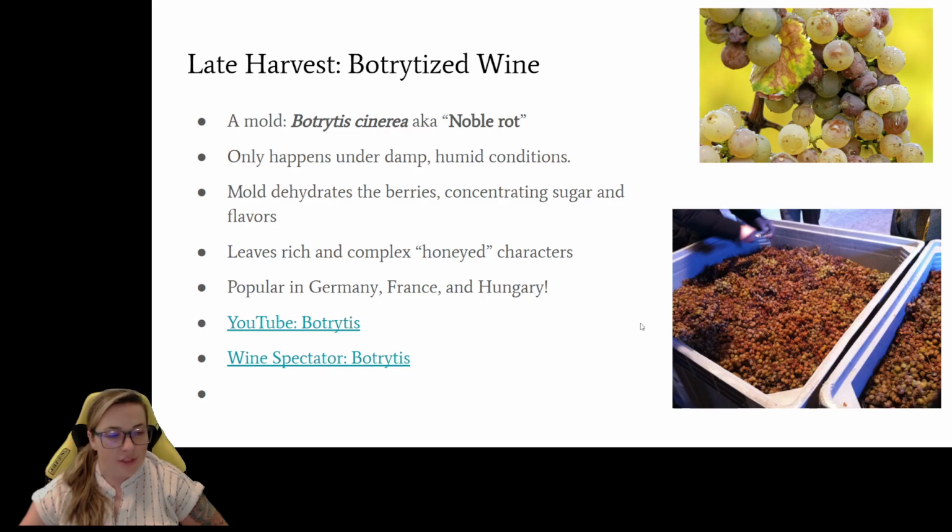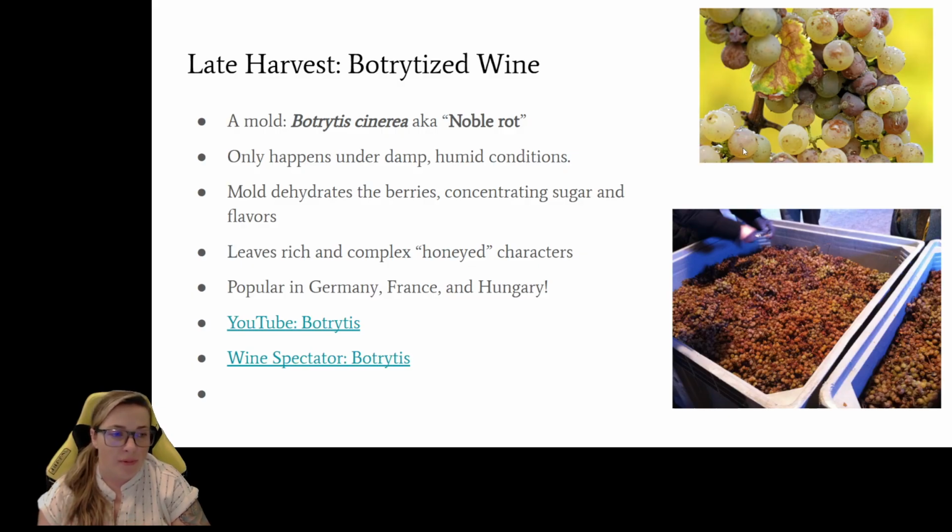Okay, in addition, there's another type of late harvest wine, and these are called botrytized wines. These are really interesting because they utilize a fungus called Botrytis cinerea, also known as noble rot, right? So this is something that forms on the grape clusters naturally under very damp, humid conditions. This kind of mold or fungus will actually form on the grape clusters, and it will concentrate the sugar and flavors on its own as it attacks the fruit. And this will transform the flavors into very honey and beeswax kind of flavors.